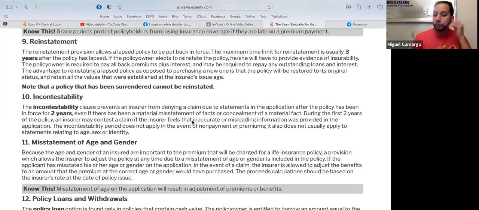So I'll give you an example. If someone lies on their application about being a non-smoker, let's just say they're a smoker, and they say, hey, I'm not a smoker, and you can't prove it, you haven't seen a cigarette, you haven't seen any of that type of stuff, so you write their policy as a non-tobacco user. If they die in the first 2 years, the insurance company will do an investigation, and if they can prove that you lied on your application, that policy will be voided and the family will get nothing.